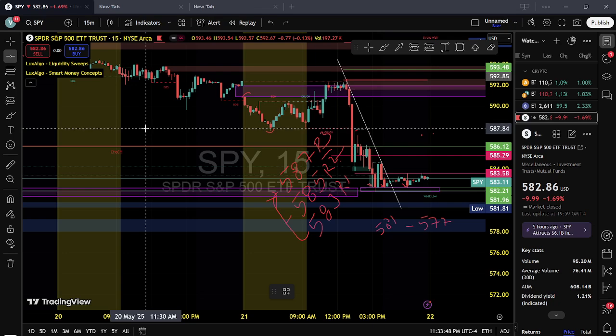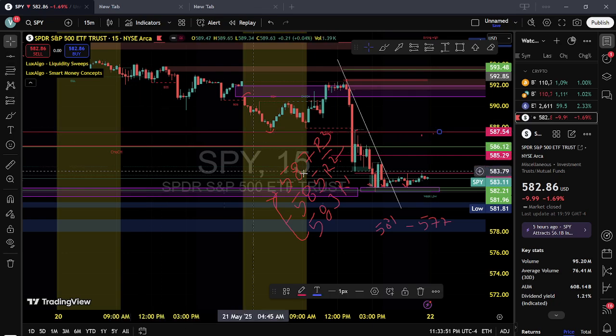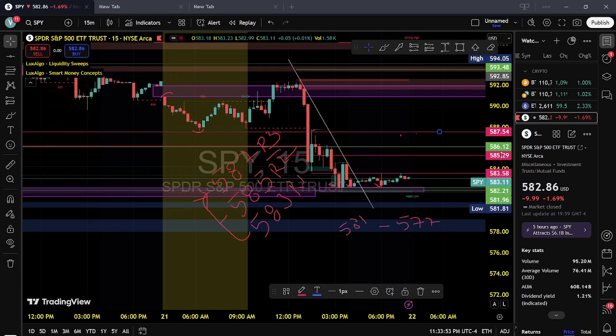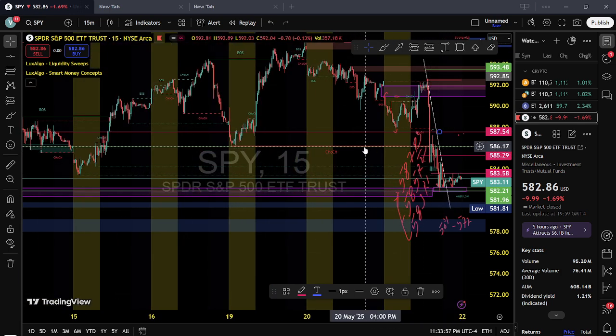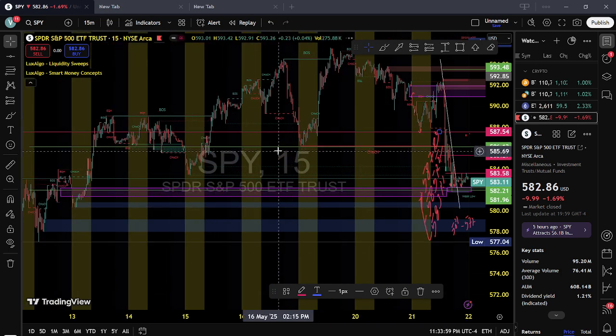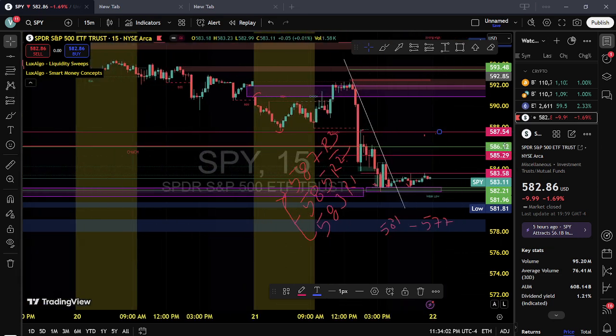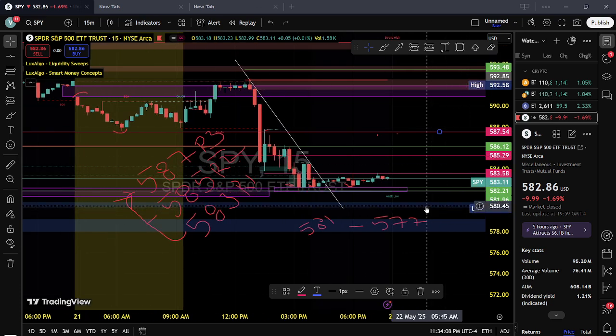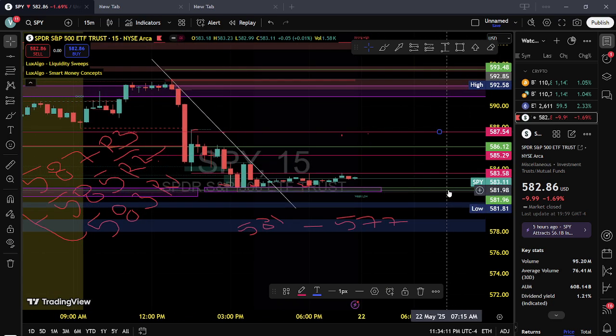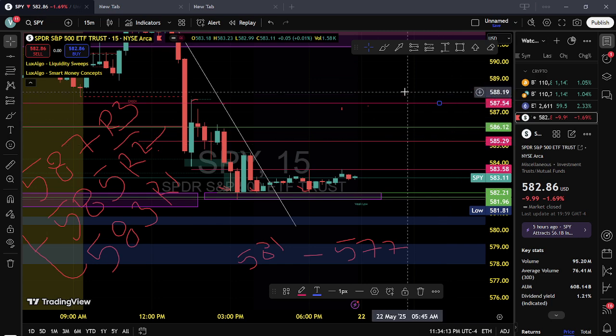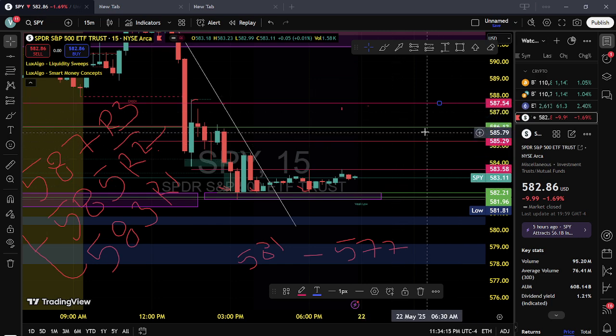These three levels, 585, 586, 586, I still have a doubt. Oh yes, 586 is there. Yeah, so 585, 580. So this is completely a zone kind of, right? But yes, what I'm thinking is then 581. So these will be your levels: 585, 586, and 587. 587 is very good resistance.